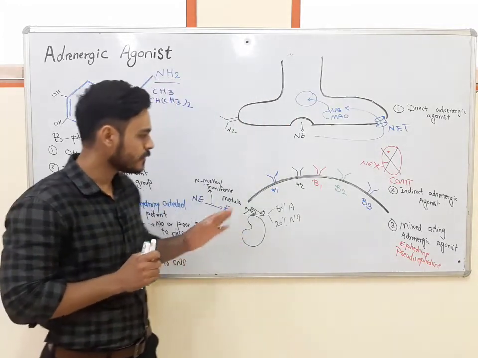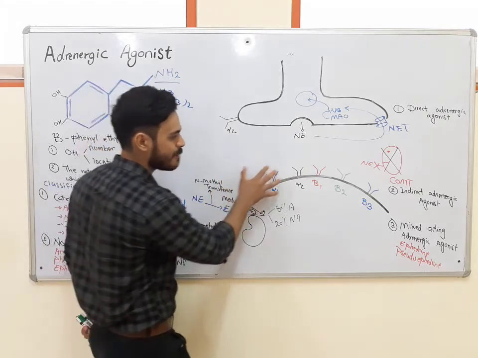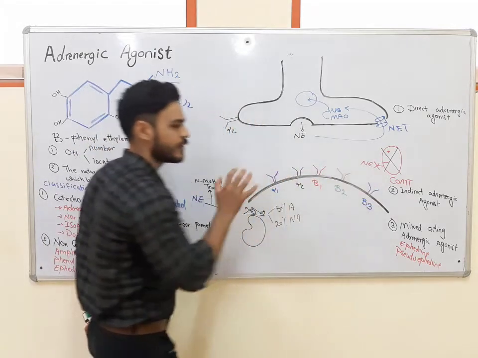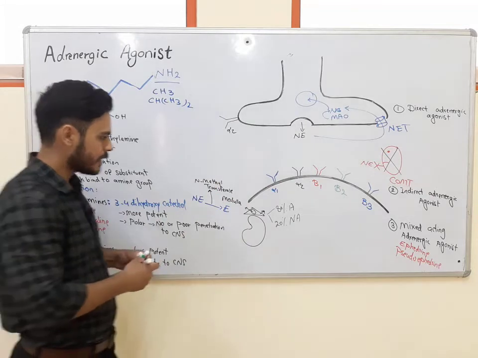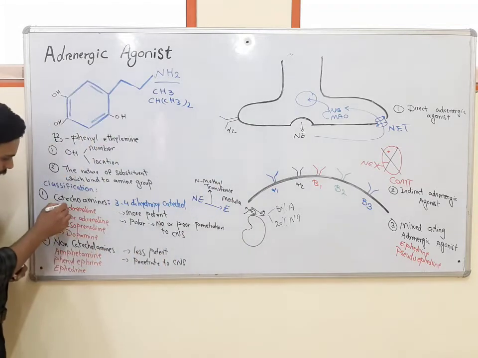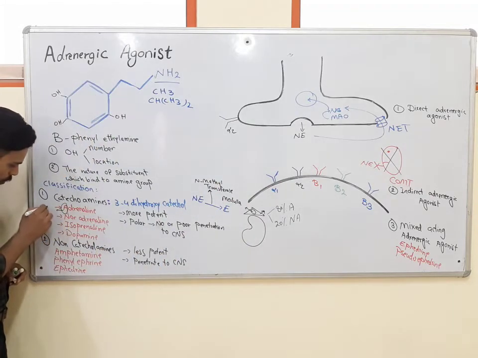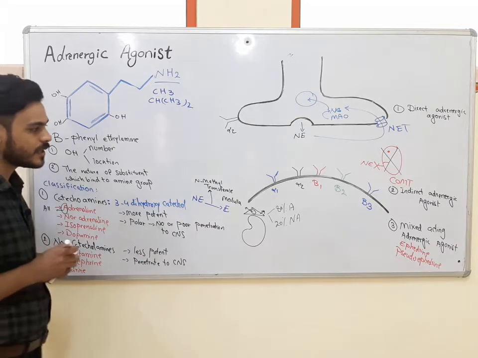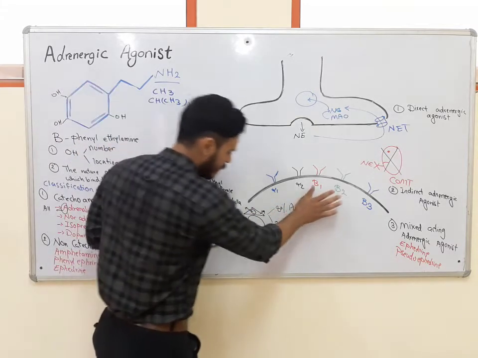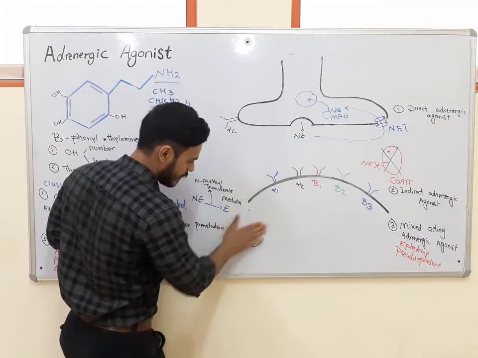The adrenaline which we release from the adrenal gland is a type of direct acting adrenergic agonist, and it can bind to all subtypes of adrenergic receptor. Remember, adrenaline starts with A, so it can bind to all subtypes of adrenergic receptor. Now, let me explain something.